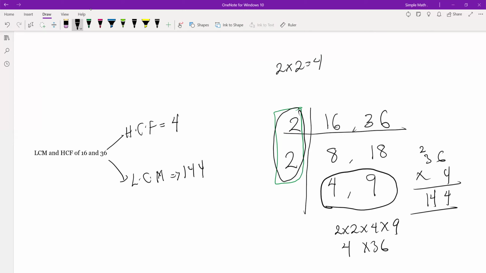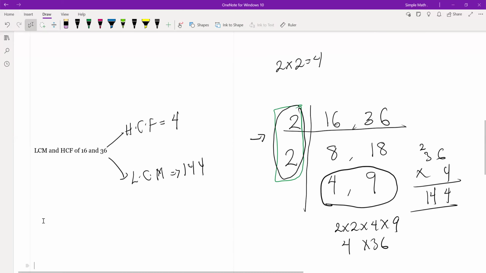So you can see, I don't want to use the phrase kill two birds with one stone, but we've been able to achieve two things just using the same table. We found the HCF and we found the LCM without having to do them separately. Because like I said, you can line them out.